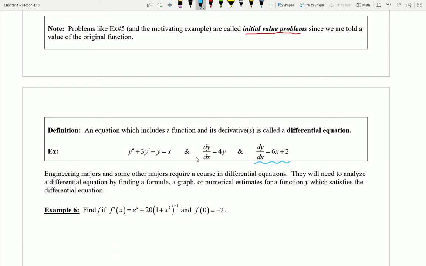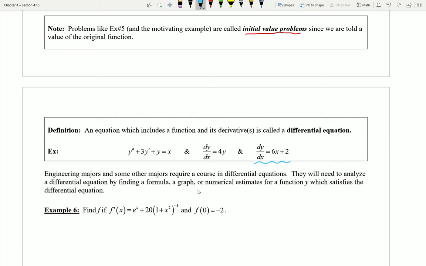However, these other sorts of questions where multiple derivatives occur or the value of y occurs within that formula as well is very, very important in a course of differential equations, and we use this concept of differential equations to understand numerical estimates, to understand graphs of functions, different rates of change, and a whole bunch of different ideas that will be discussed more in detail in a differential equations course.